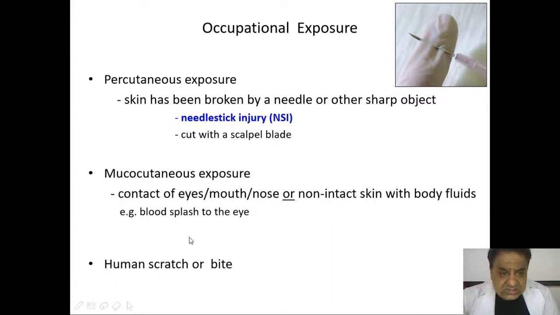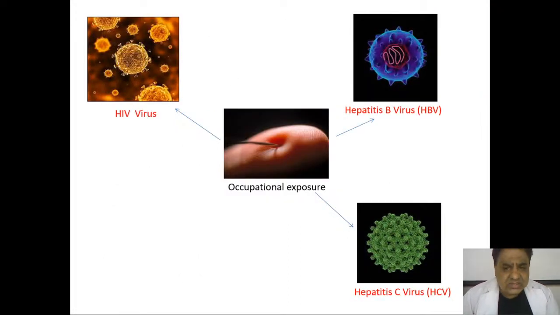A mucocutaneous exposure via a body fluid or blood, via a splash onto the eyes or nasal mucosa or mouth, can happen, or a scratch or bite from a human being who has these viruses in his body fluids. We can also get this infection from these sources. So all this comes under occupational exposure, and needle stick is the most common. These 3 viruses can get into our body system via such exposures.